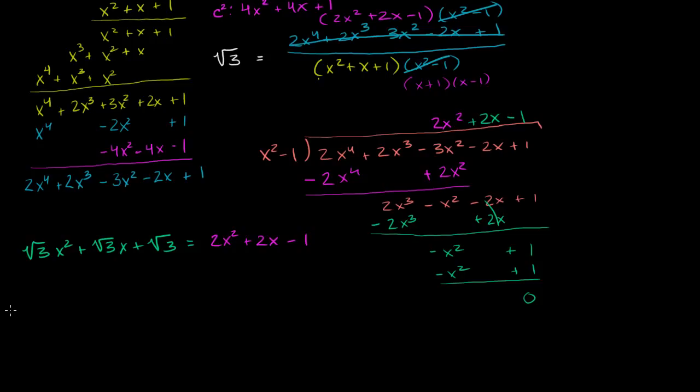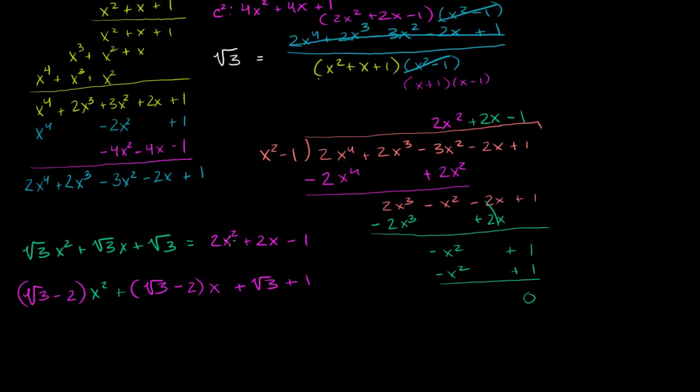And now let's see what we can do here. Well, we can subtract the stuff on the right side from the left-hand side. And so we would get the square root of 3 minus 2 times x squared plus the square root of 3 minus 2 times x, just subtracting this stuff from that side, plus the square root of 3 plus 1. Right? Did I do that right?